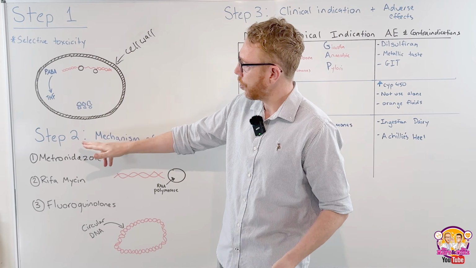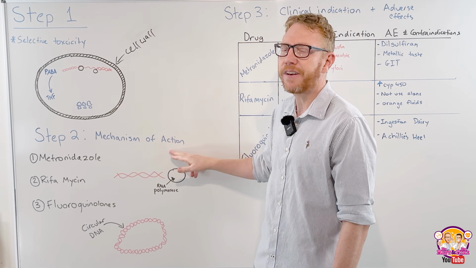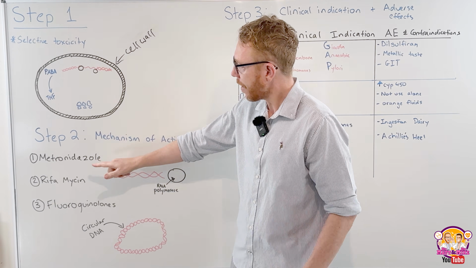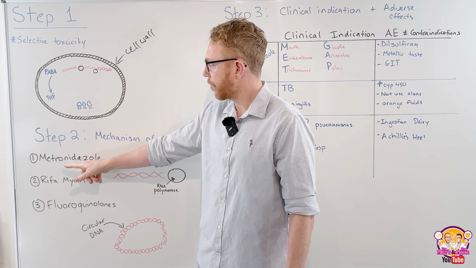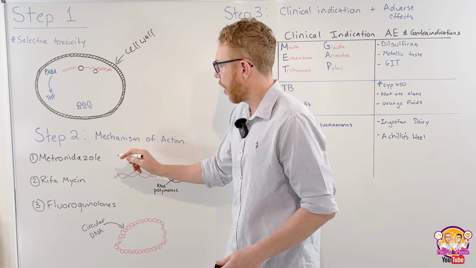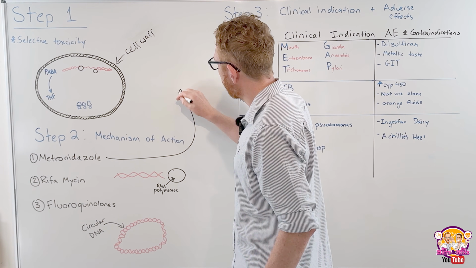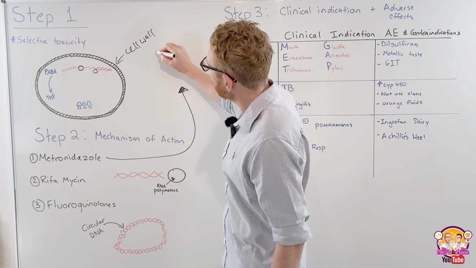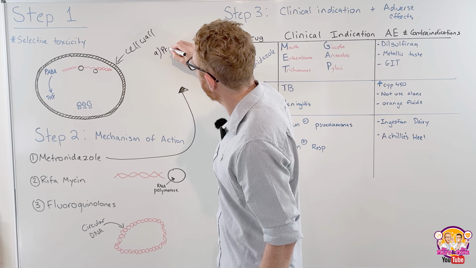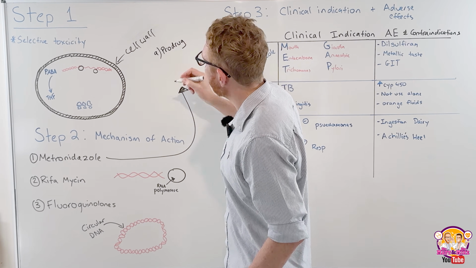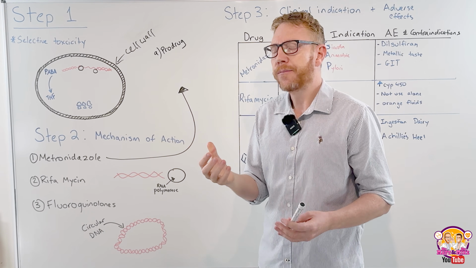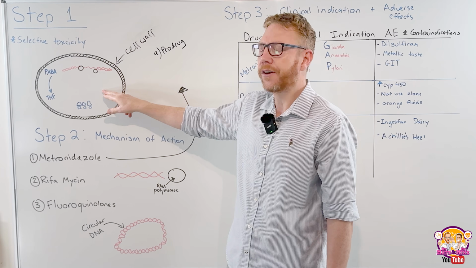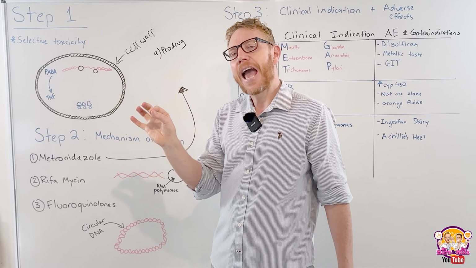So this leads into step 2, which is the mechanism of action. How do these drugs work to kill the bacteria? The first drug we're going to tackle is metronidazole or Flagyl. Now I'll bring out an arrow up here just so we have some more room. So this group of drugs is actually what we call a prodrug, which means when we ingest it, it's not actually activated.